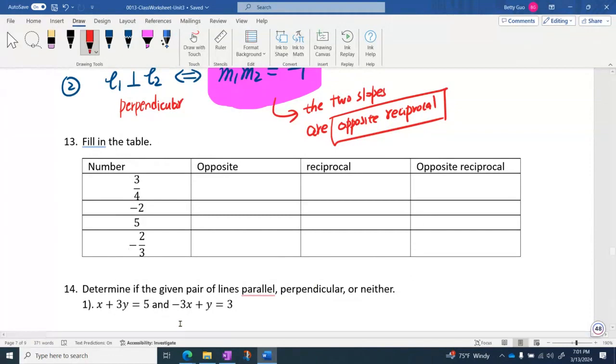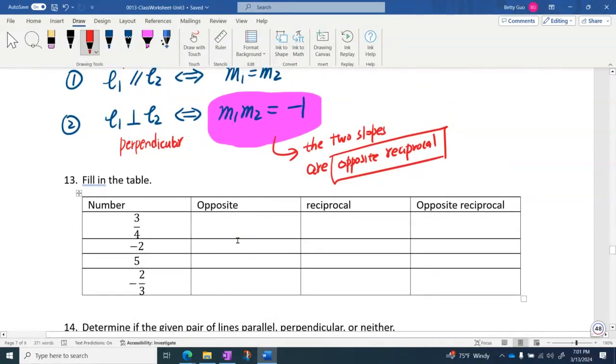Let's recall what is opposite. If two numbers are opposite, they have opposite signs, the same absolute value but opposite sign. The opposite of positive is negative. The opposite of negative is positive. But reciprocal is different. Reciprocal is interchanging the numerator and denominator. If two numbers are reciprocal, their numerator and denominator are interchanged.